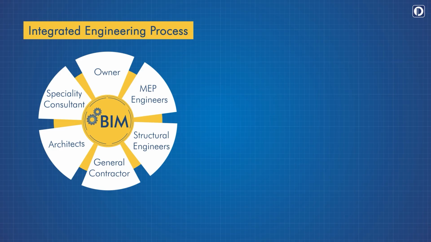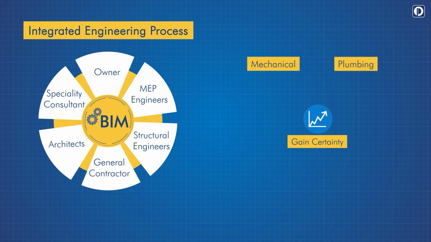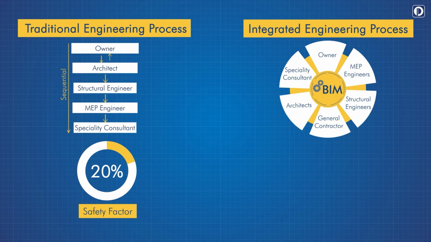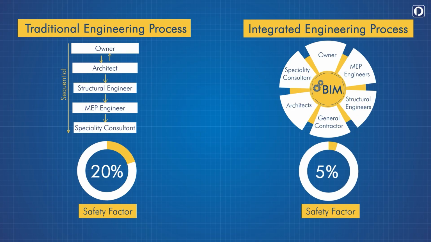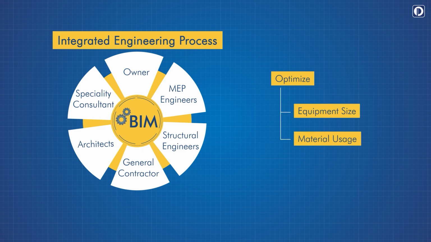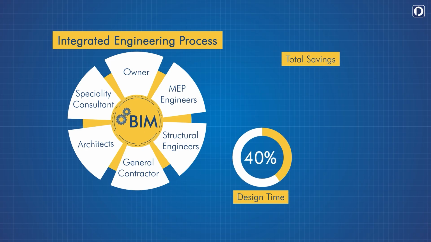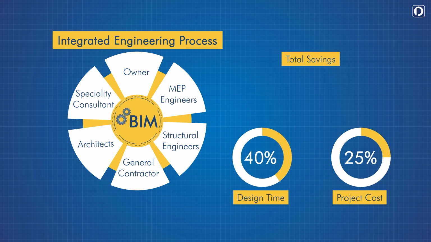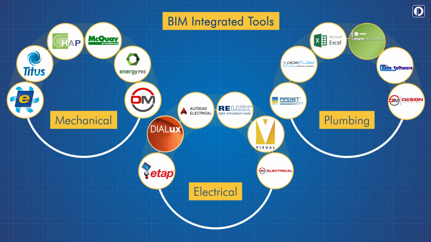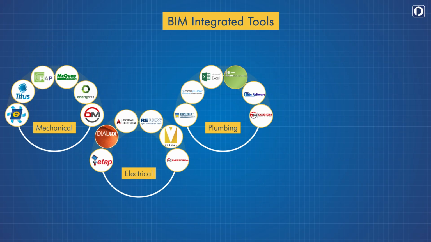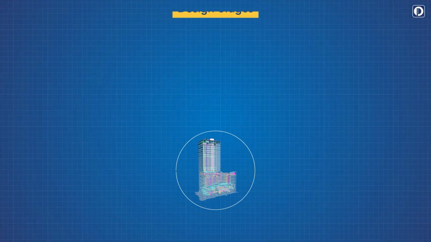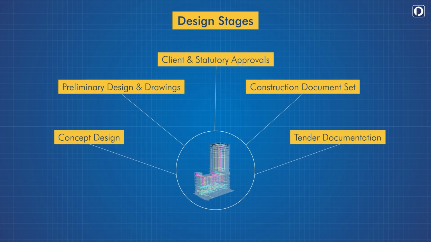With BIM integrated design, mechanical and plumbing firms gain certainty in calculations. That certainty allows us to reduce the safety factors from 20% to 5% by removing the need to oversize equipment. With BIM integrated design, we can also optimize the equipment sizes and material usage, resulting in up to 40% savings in design time and up to 25% savings in project costs. At Pinnacle, we use several design and analysis software, along with in-house software models, to create multiple iterations of a BIM model to optimize its cost and enhance its value. We provide comprehensive design support for all mechanical and plumbing design stages.